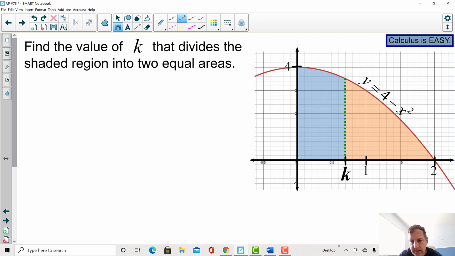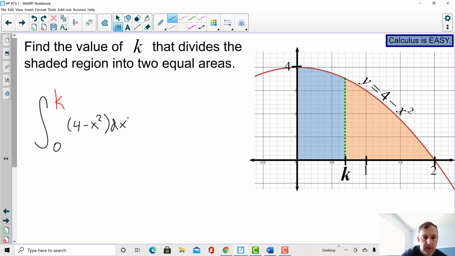All right, so for this example, we want to find the value of k that splits the entire shaded region into two equal pieces or two equal areas. So basically, we're going to set up two integrals and set them equal to each other. The first integral is going to be the area of the blue region. So that'll be the integral from 0 to k of this function.